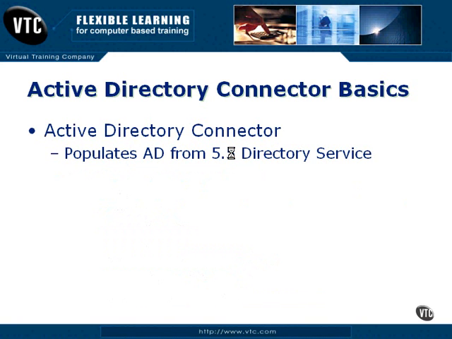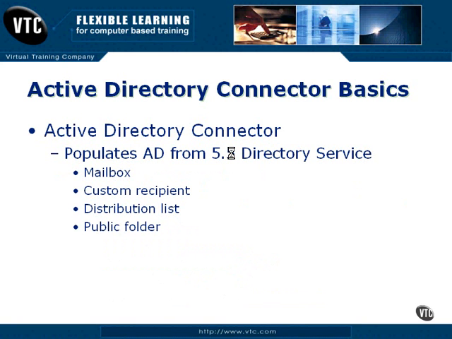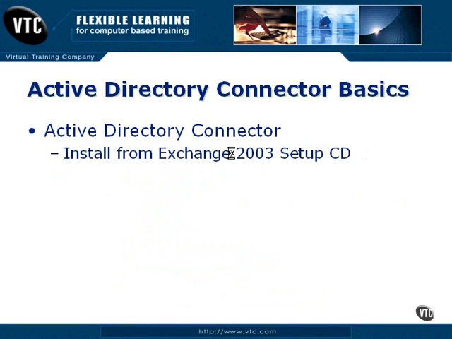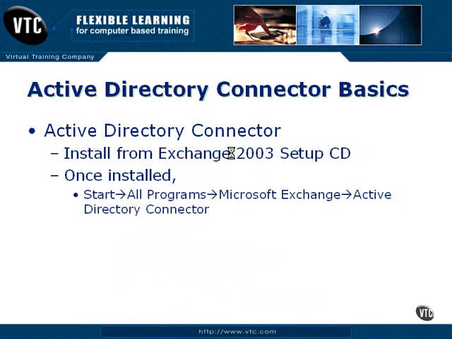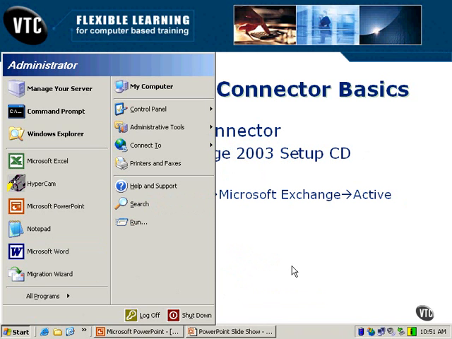Now, the Active Directory connector's job is to populate Active Directory from the Exchange 5.5 directory service. It will get mailbox information, custom recipient information, distribution list, public folder information, users, contacts, group information. It'll get all that stuff for you. Once we've installed that thing from the setup, we are going to click Start, All Programs, Microsoft Exchange, Active Directory Connector, and then we'll see the Active Directory Connector tools to get this thing going. So let me go out and show you exactly what's going to happen with all this.